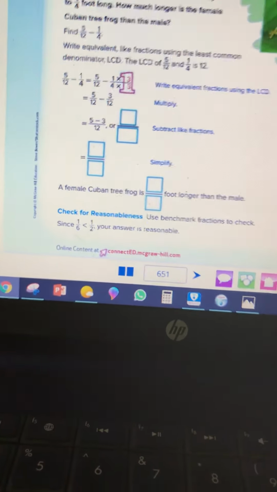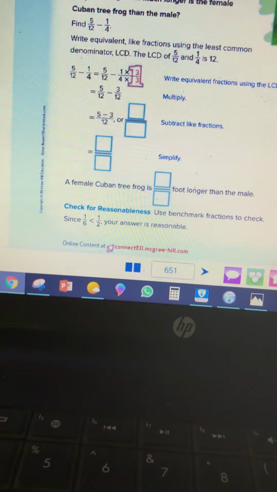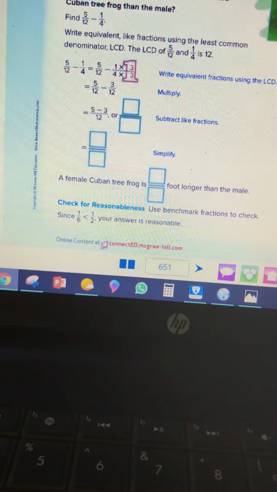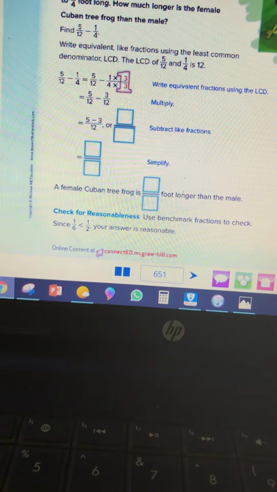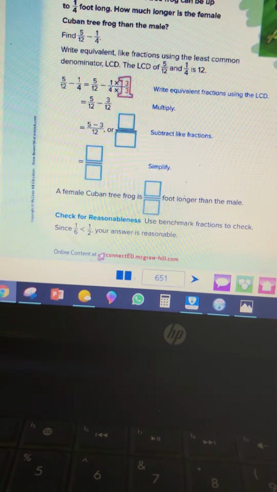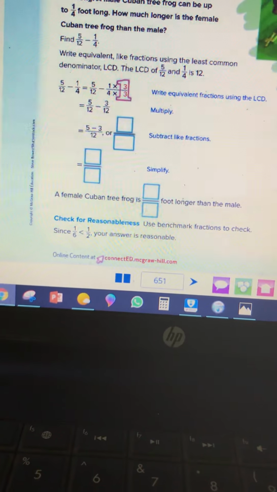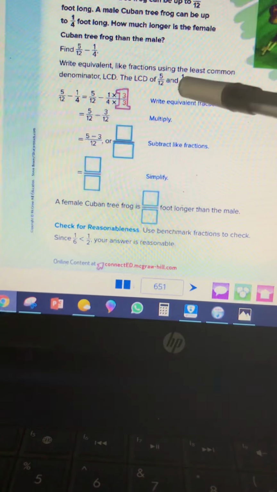So if we go back to the page of the book, you already have the information to fill in the page. So here it says, find 5/12 minus 1/4. Write equivalent like fractions using the least common denominator. The least common denominator for 5/12 and 1/4 is 12. So here the book is making the same process we already did.